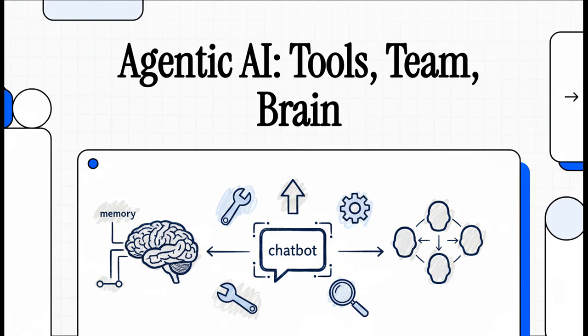All right, let's dive right in. Today, we're talking about something that's about to completely reshape how we use AI. It's called Agentic AI. And no, we're not just talking about another chatbot. We're going to look at how you can architect an AI from the ground up, giving it tools, a team, and even a brain to turn it into a real autonomous partner.